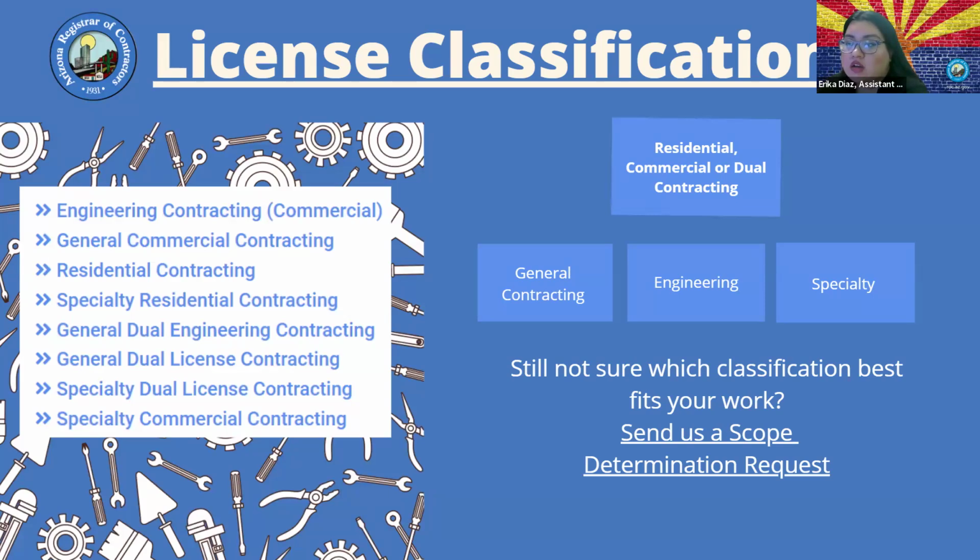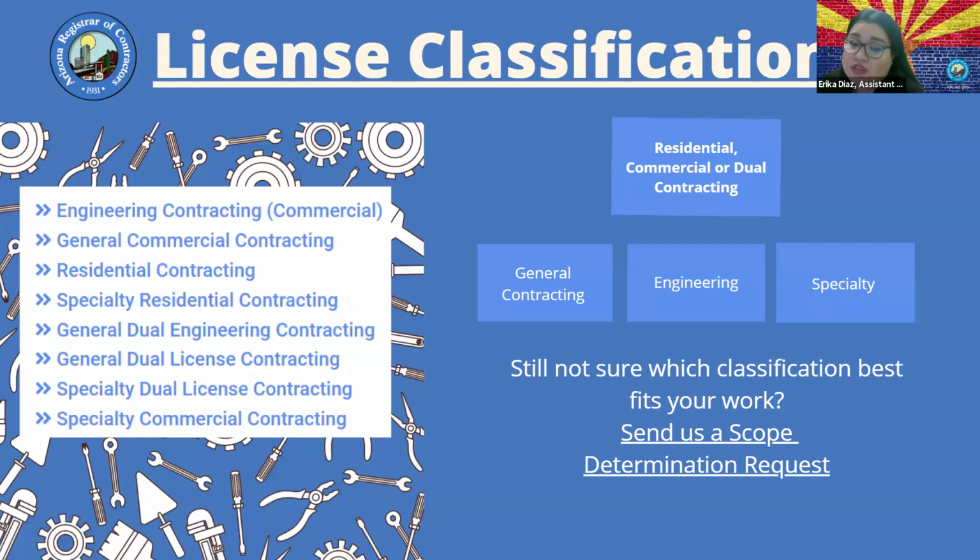It outlines what you are allowed to do with those specific licenses, to get an idea of where your scope of work fits in and to know what classification to apply for. Determining what type of classification you need is very important because that does determine any type of testing that is required.